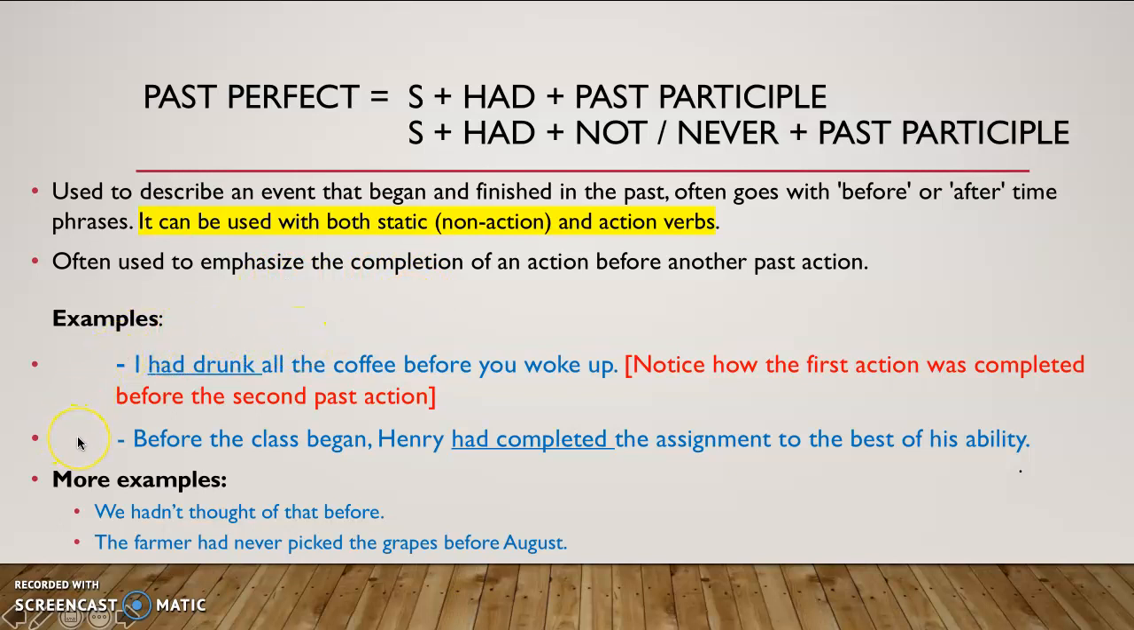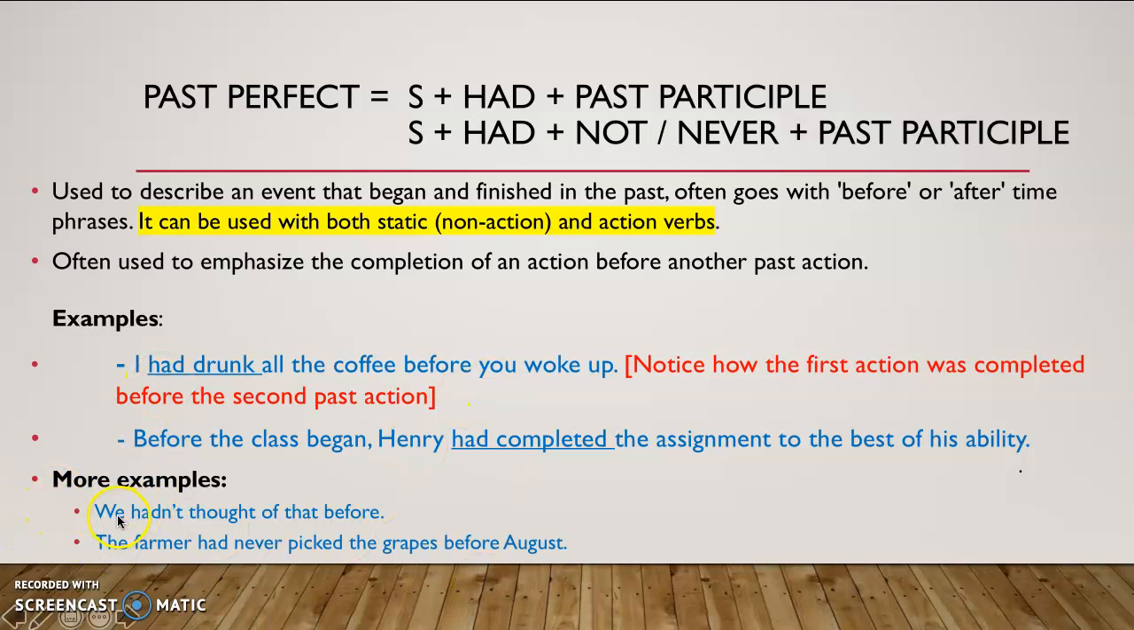For the second example, before the class began, Henry had completed the assignment to the best of his ability. So we're using the past perfect here to emphasize that completing the assignment occurred before the class began. Two more examples: We hadn't thought of that before. Or, the farmer had never picked the grapes before August.